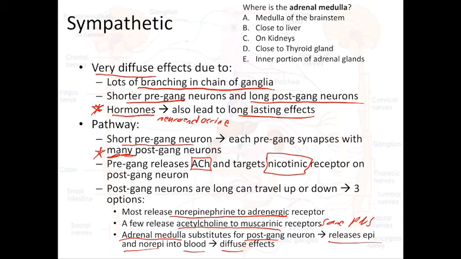So just as a little reminder, where is that adrenal medulla? Well, remember the adrenal gland is on top of the kidneys, also known as the suprarenal. It's on top of the kidneys, and it's kind of a structure like this. That's not really a good look at it, but I tried. There's an outer part called the cortex, and then there's an inner part called the medulla.